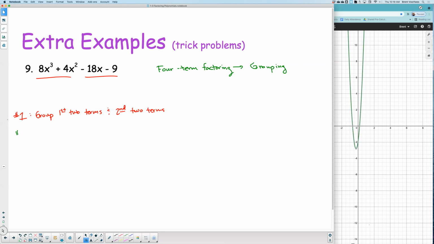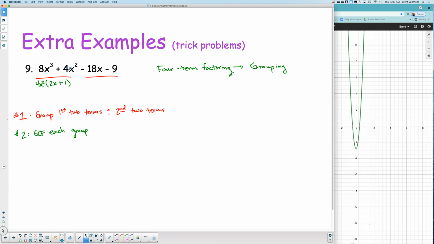Number 2, GCF each group. On these two groupings, what's the GCF on the front grouping? 4. 4 is a common factor, not the greatest common factor. 4x squared, very good. 4x squared gets factored out, which leaves us with 2x plus 1. Good, gotta add the placeholder of 1.